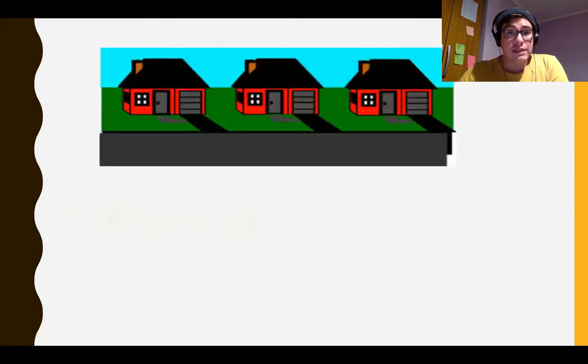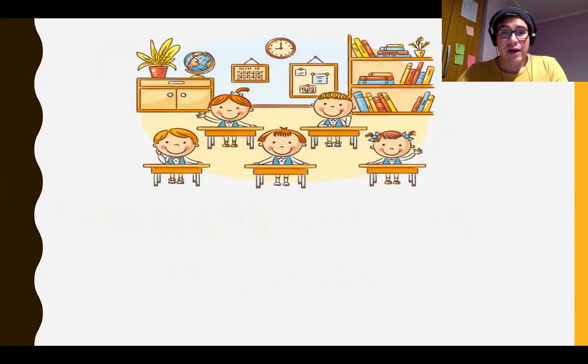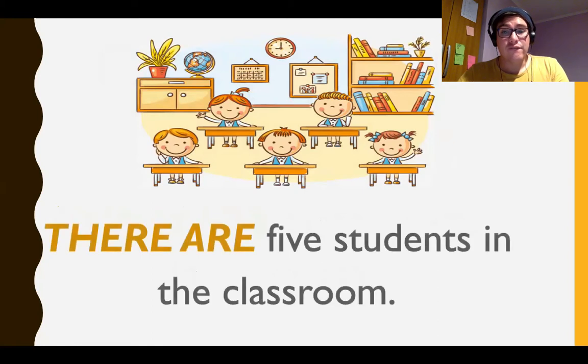In this case, we can say 1, 2, 3 houses. We can say there are 3 houses in my street. Here we have 1, 2, 3, 4, 5 students. So we can say there are 5 students in the classroom.